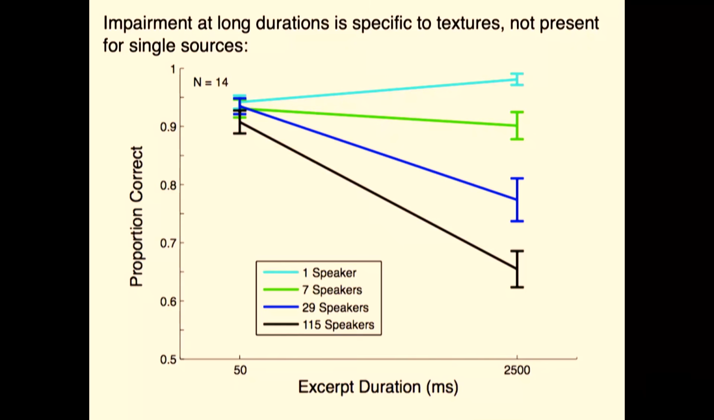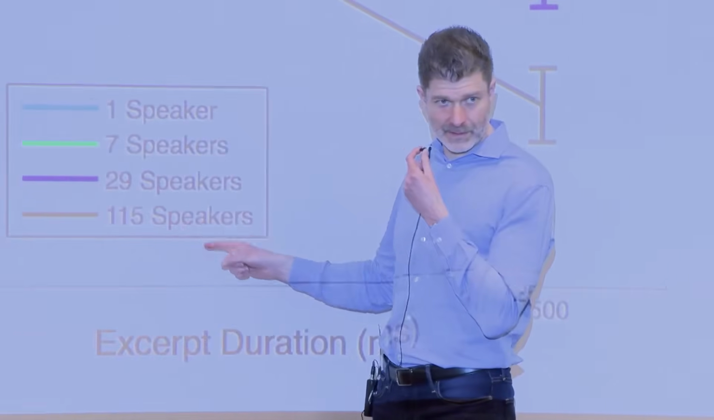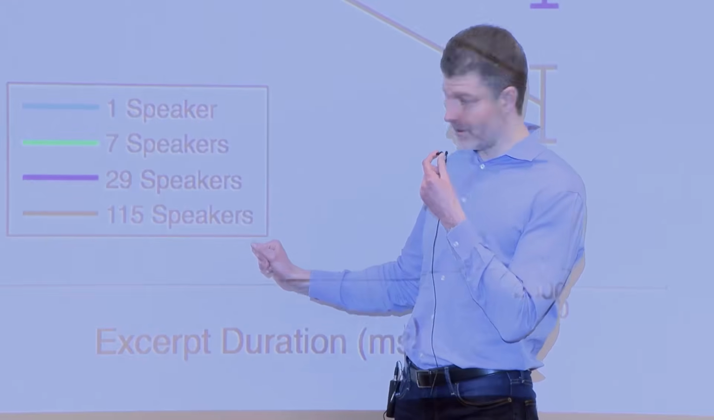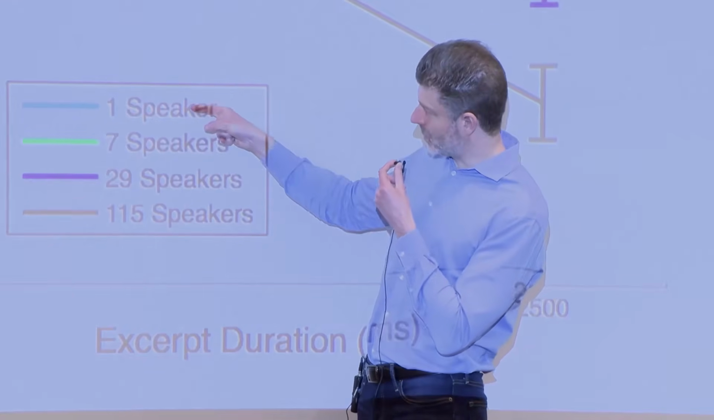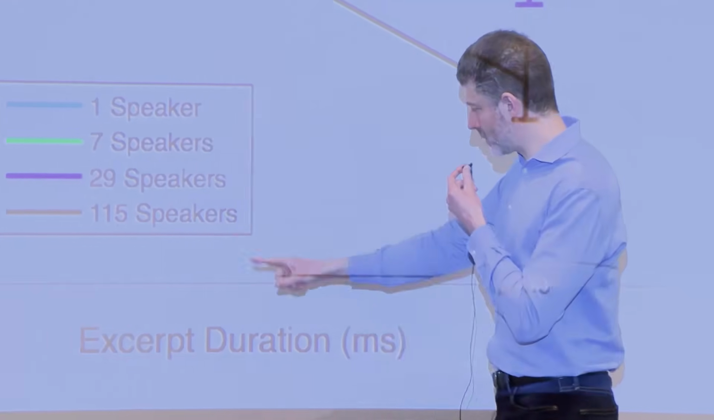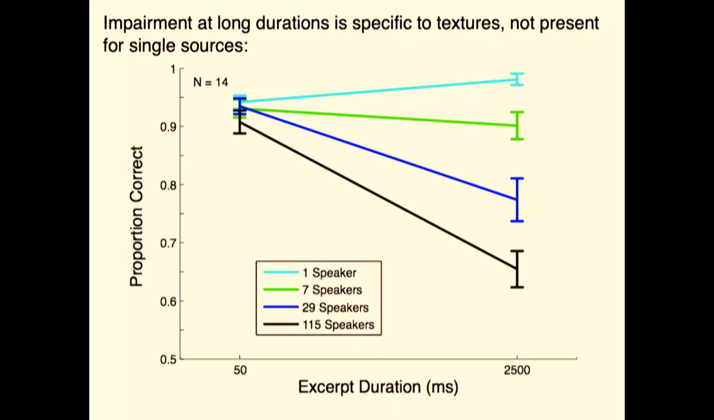And so here's what happens. Okay, so this is a graph of the same task. This is exemplar discrimination, okay, but with 4 types of signals. All right, so here you have something that's very texture-like. It's 115 speakers at this party, all the way up to 1 speaker. So the graph plots proportion correct versus excerpt duration. Here there are just 2 durations, one short and one long.